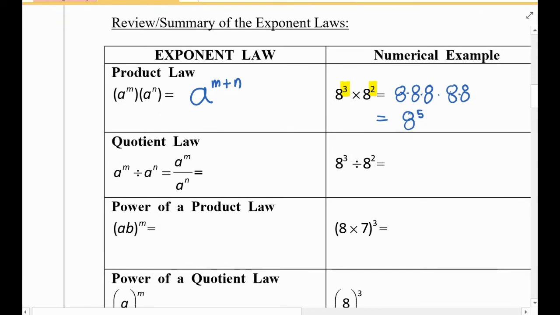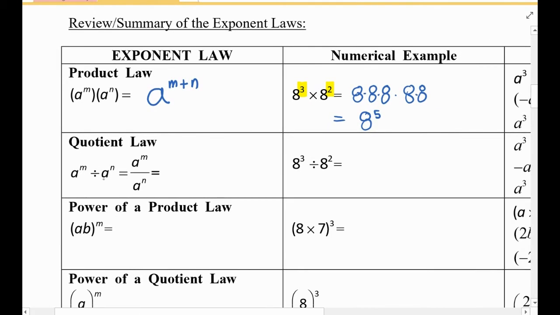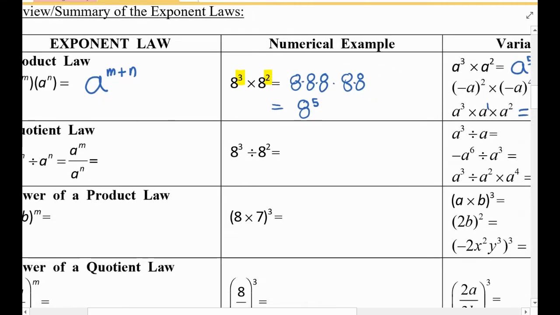Next, quotient law. Before we do this, let's look at the example first. So I have a to the power of 3, let's use the division bar, over a squared. Then everyone, you repeat multiplying a 3 times and a 2 times, and now you can cancel. And what you get is a over 1, which is the same as a to the power of 1.